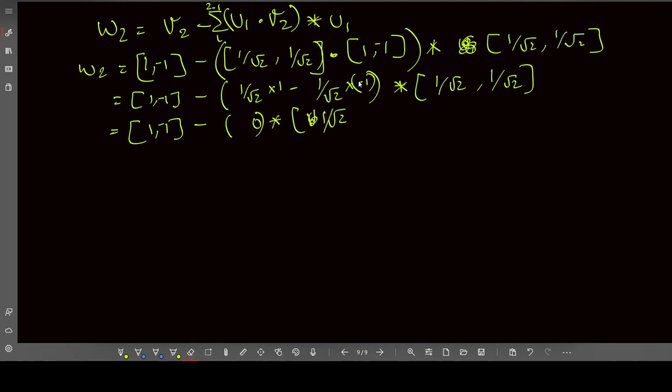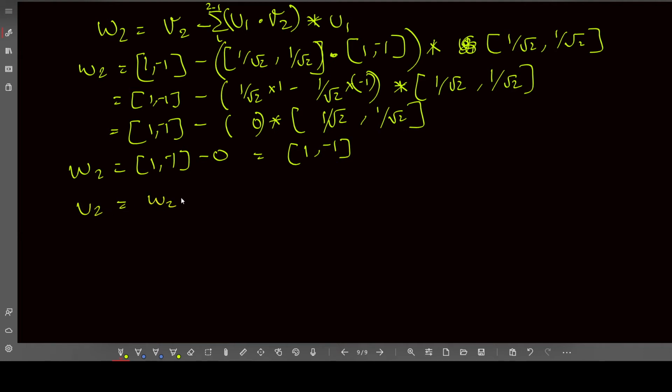Okay, that actually gives us 0. And 0 into 1 by root 2 comma 1 by root 2 is just 0. So this tells us that W2 is also equal to 1 comma minus 1 minus 0, which is just equal to 1 comma minus 1. Okay, that's W2. Now U2 is W2 normalized, which is equal to 1 by root 2 comma minus 1 by root 2. That's the value of U2.